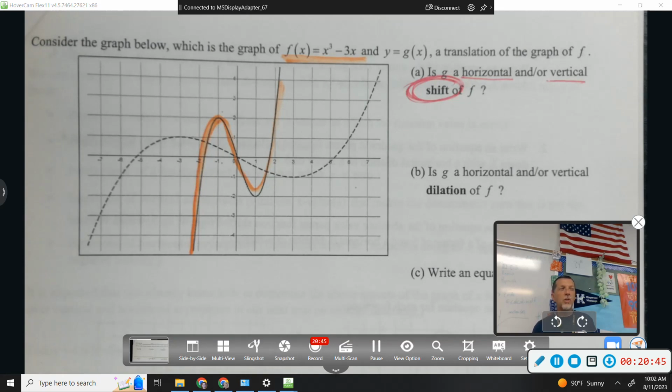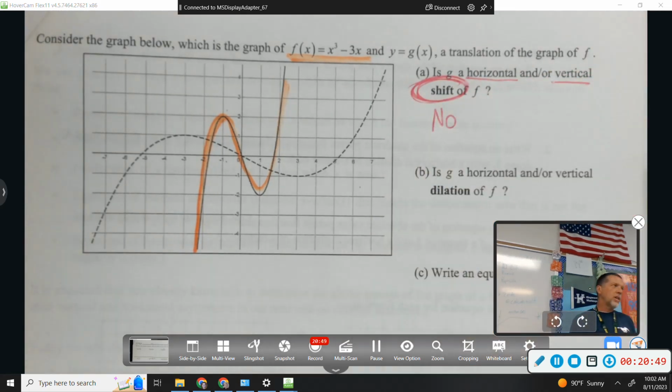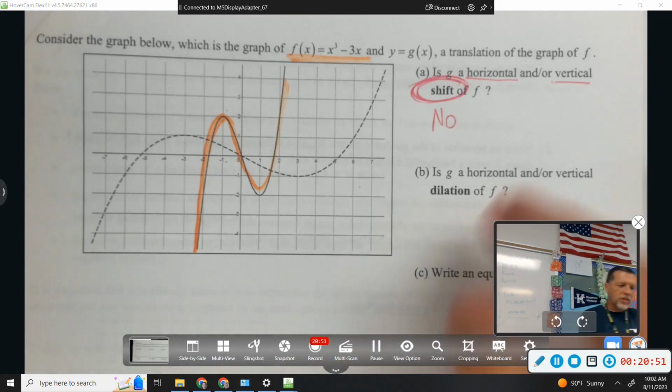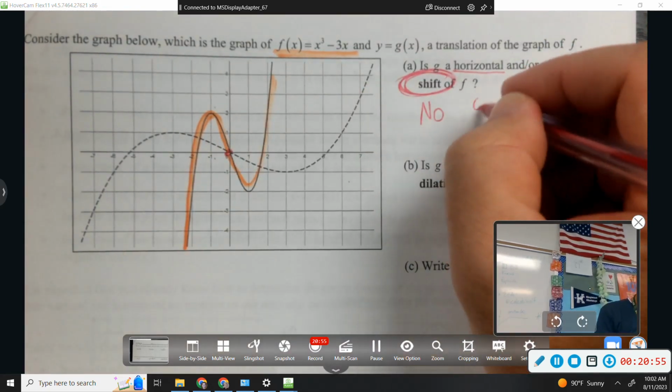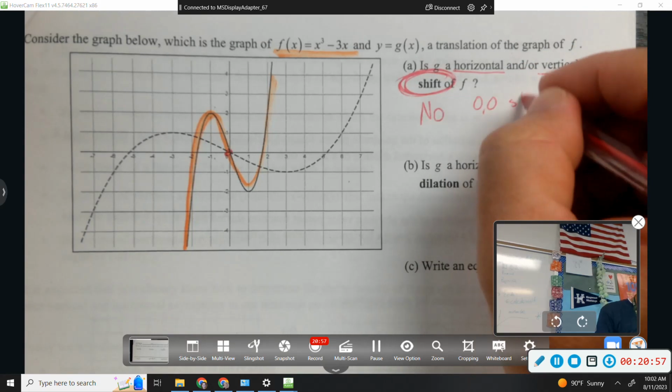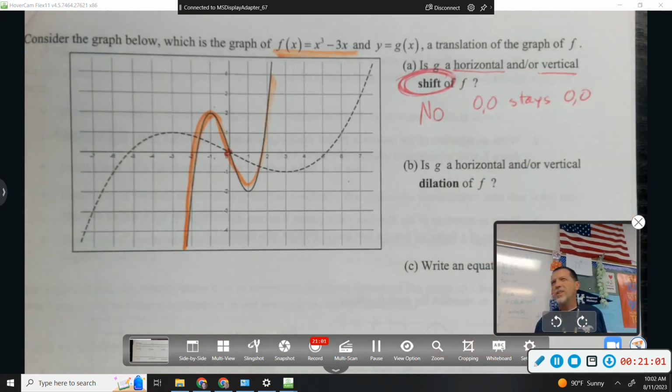Why do you say no? I agree with you, but how do you know? Good. The origin is kind of the key point there. That didn't go anywhere. 0, 0 stays 0, 0. The origin never moves. The key origin of the graph didn't go anywhere, so there is no shift either way.